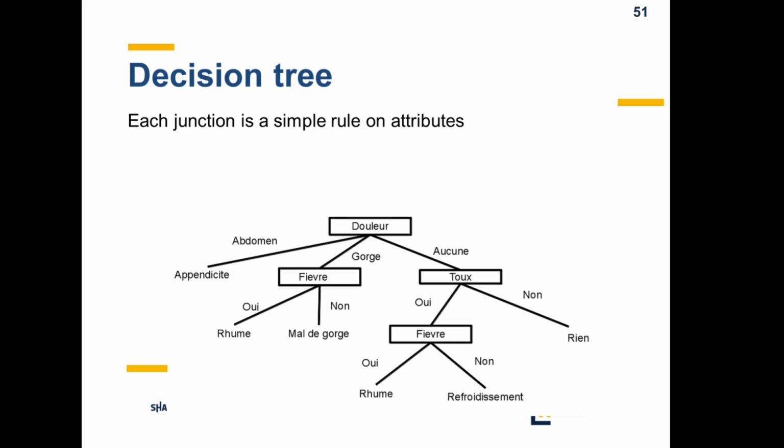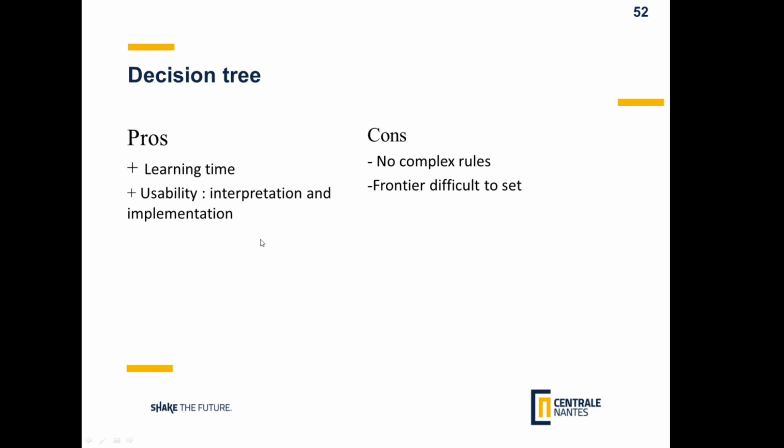If you have a temperature of 38 degrees, it's higher than normal, but it's still acceptable. So do you consider it as having fever or not? So this is not so easy to do. So this is one of the difficulties and inconvenience of decision trees, how to set frontiers.